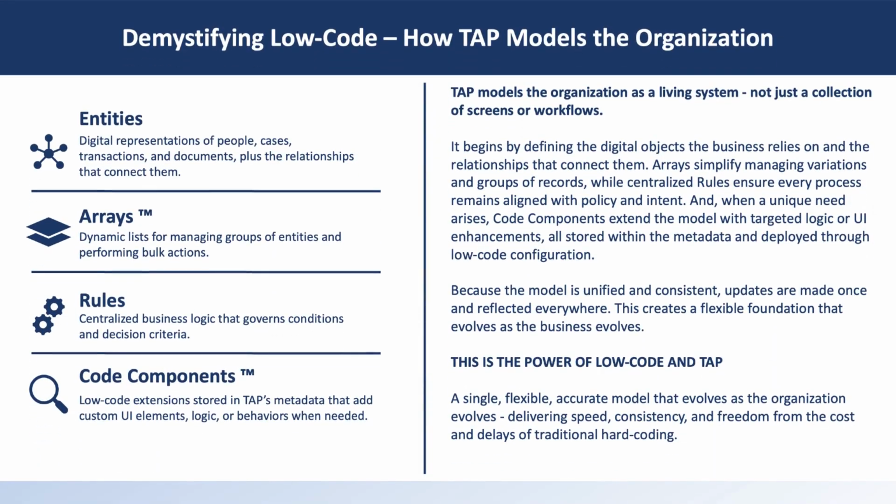In this video, you're going to see how Tap digitally represents every aspect of an organization. That includes the people, the processes, the data, and the systems that make up the business. Tap uses this structure to drive the entire work experience. This unified and dynamic model is often referred to as a digital twin of the organization, and it becomes the foundation for everything you'll see next.